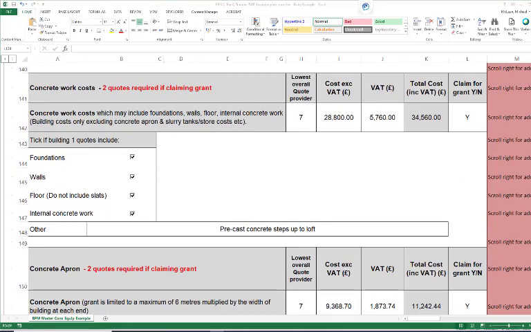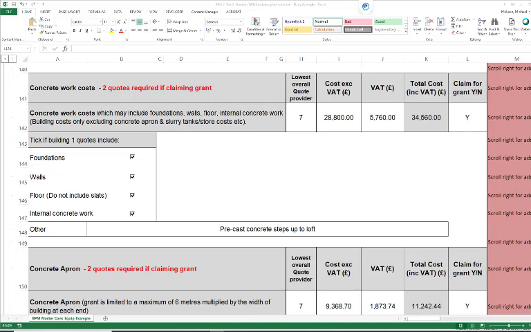Concrete works. This cost basically covers all the works associated with the rest of the structure. If you look at the tick box section, you will notice that beside the floor, there's a reminder not to include slats. If there is a below ground tank within a house, then the cost of the slats that cover the tank will be considered within the cost of the tank itself.